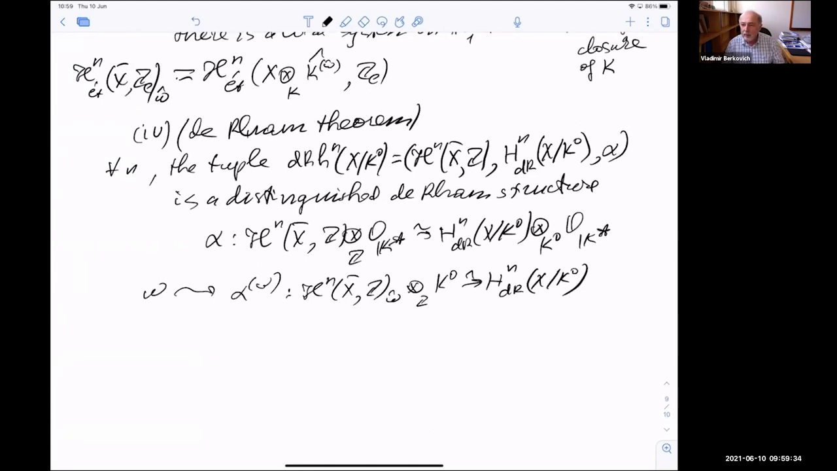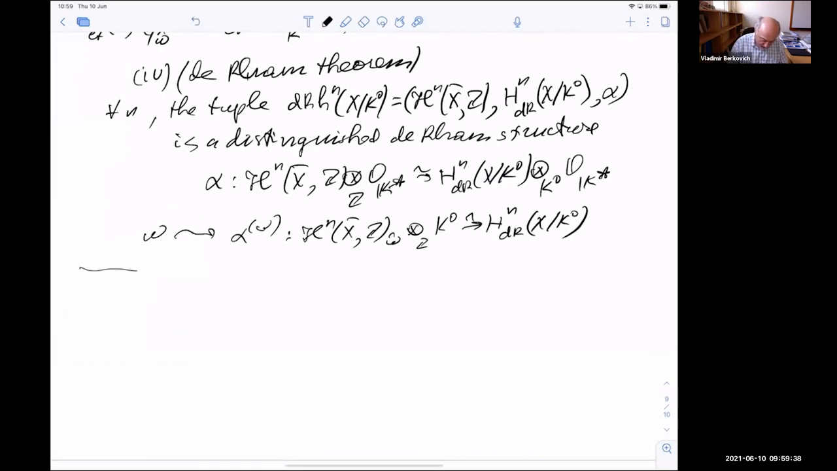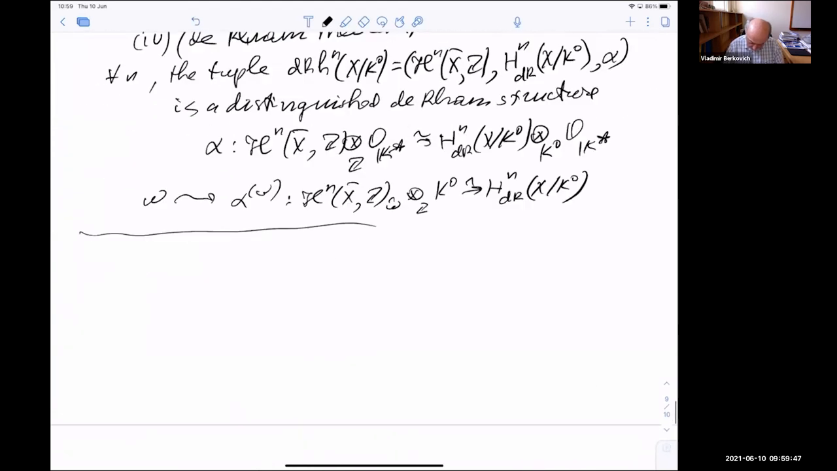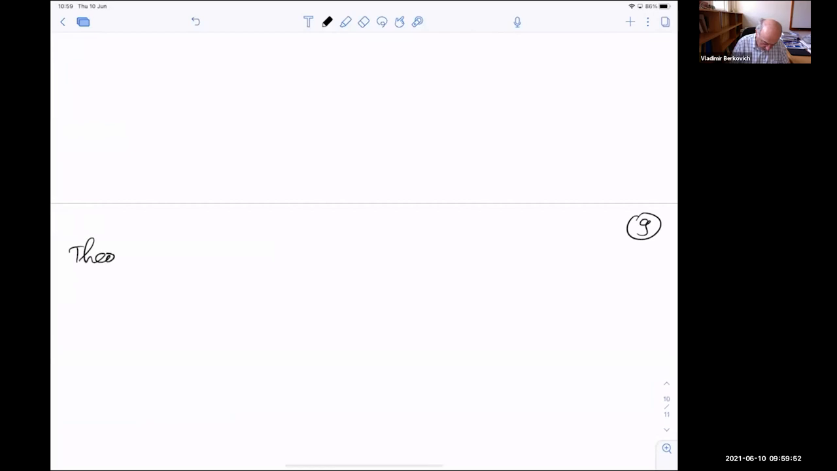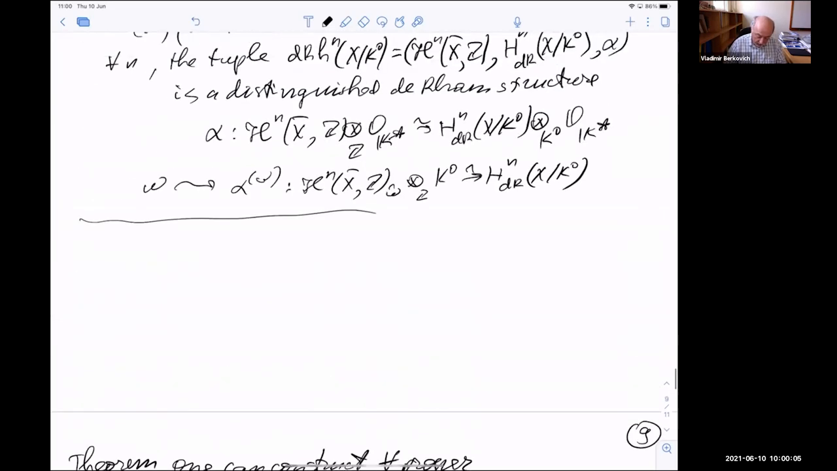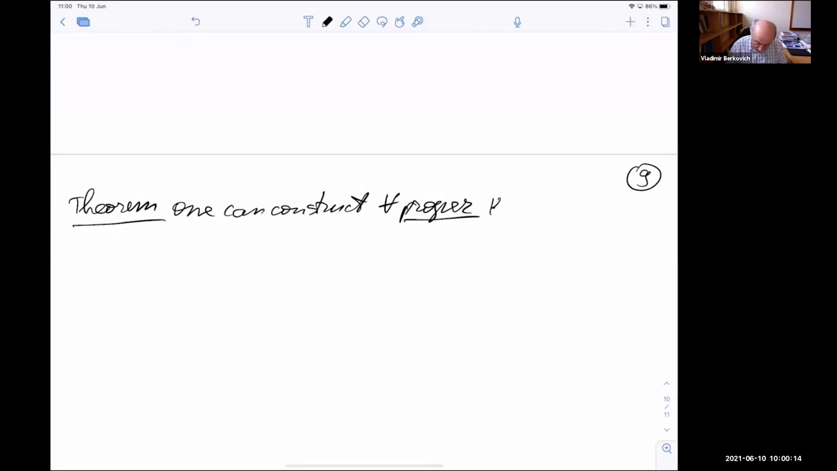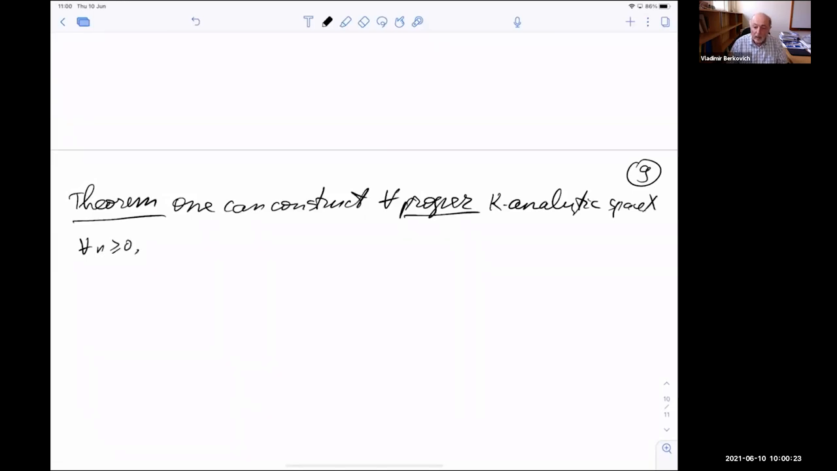Now I can formulate, we have one more minute, probably I'll need a couple more minutes, the theorem. One can construct for any proper, and so all previous results hold for compact K-analytic spaces, but here we really need a proper K-analytic space, or in more general an analytic space, X and any n, a distinguished mixed Hodge structure over K.